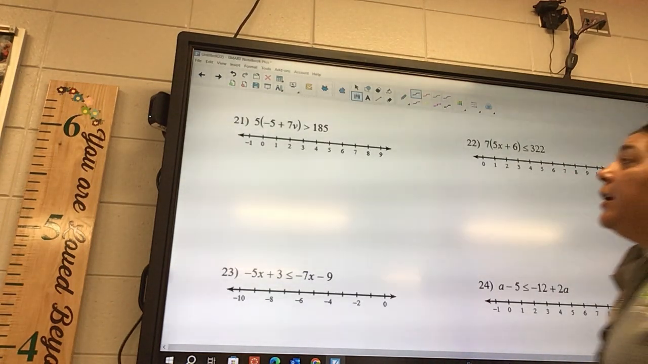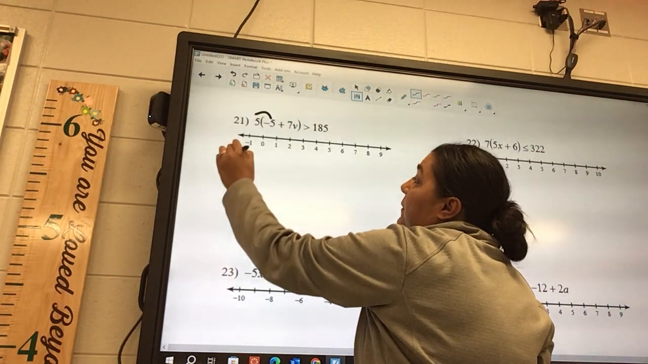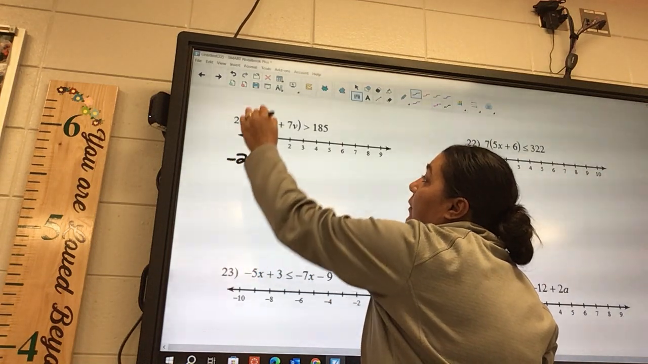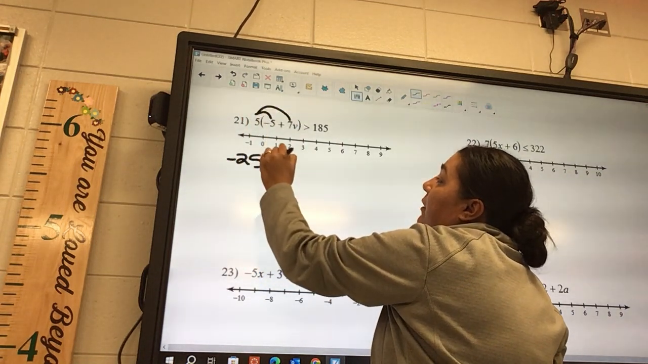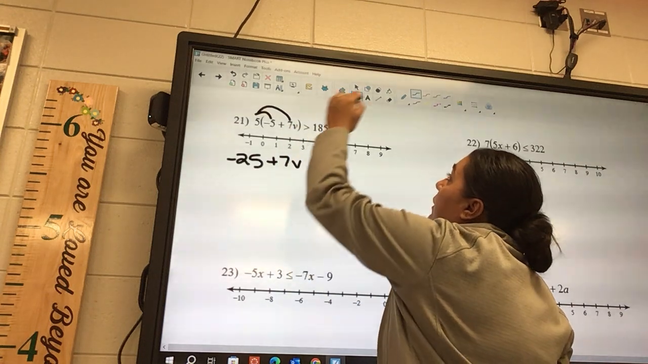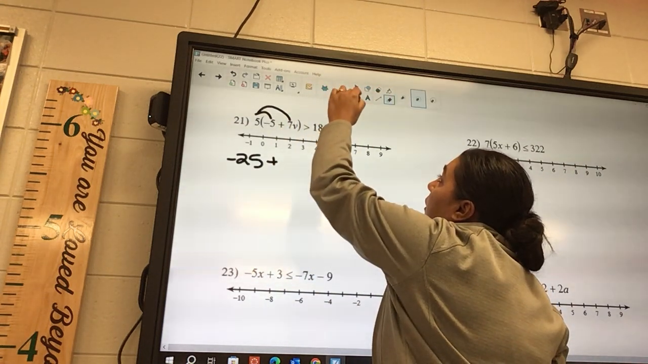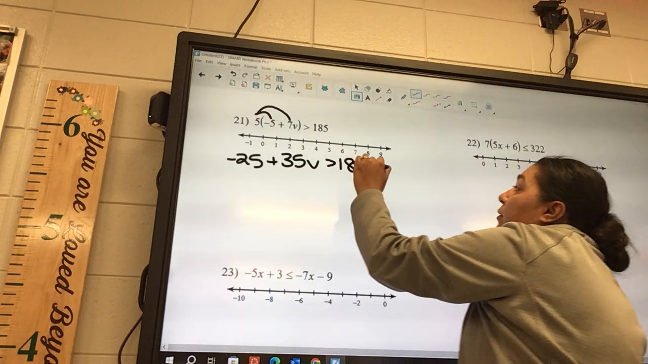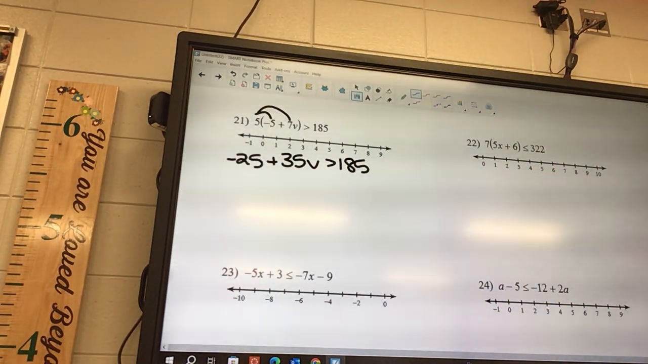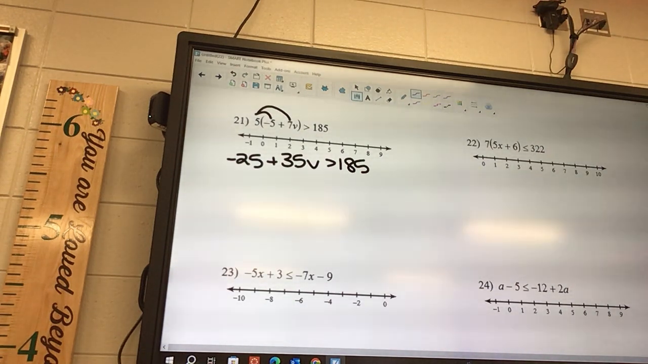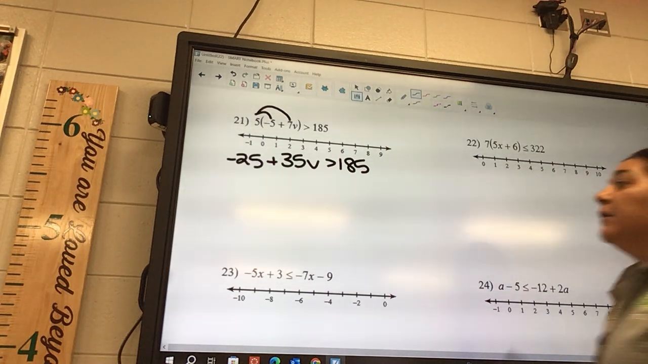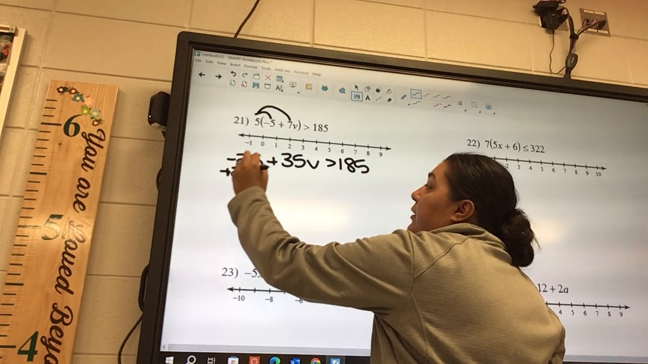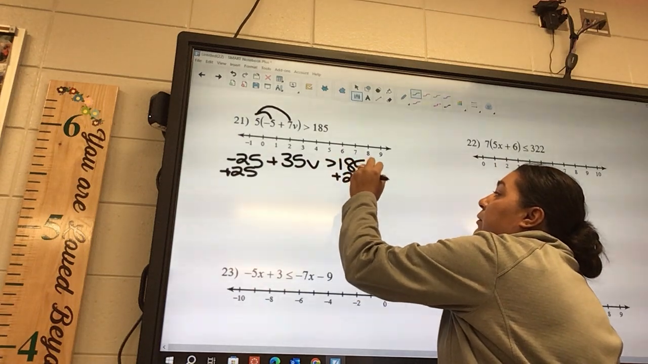Okay, number 21, we're gonna distribute, so 5 times negative 5 is negative 25. 5 times 7 is 35v. I wrote down 7. 35v. And you get 185. Okay, then who's getting moved? 25, good. So we're gonna say plus 25, plus 25.